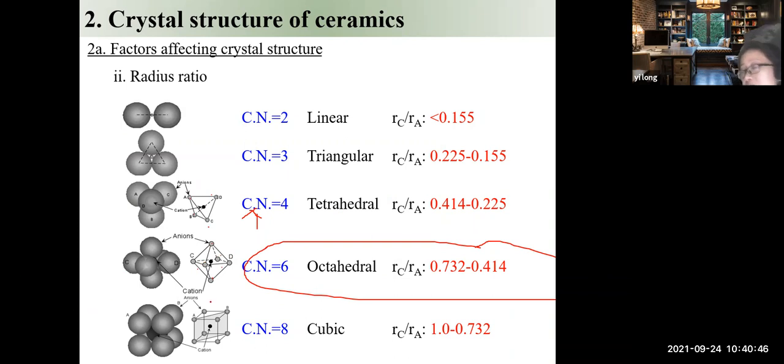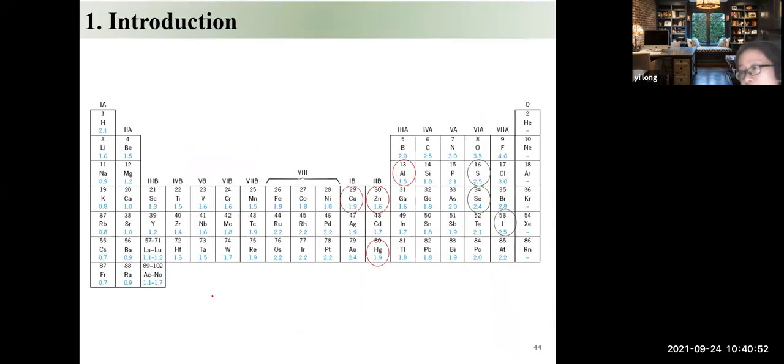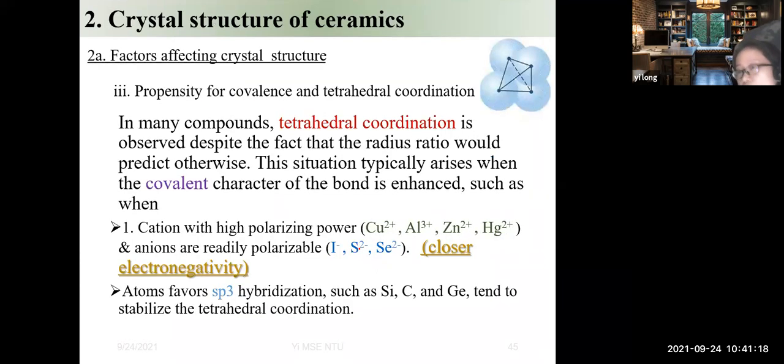Which means you cannot use this table to determine anymore. So how can we... zinc, where's zinc? Zinc is here. Sulfur is where? Sulfur is here. They are too close to each other. The electronegativity is too close. So which means now this one is more covalent or more ionic, tell me. Just type C, tell me. Okay, anyway, yeah, it's more covalent. Since it's more covalent, we can go back to criteria number 3. Number 3 is the propensity for covalency and the tetrahedral coordination numbers.